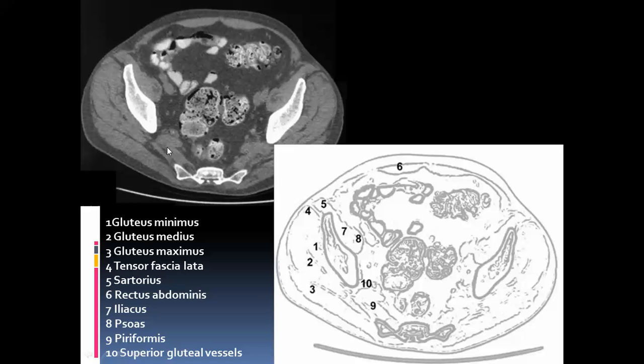Here is CT for the region of the pelvis, promontory, mottling within the sigmoid, small intestinal loops, the iliopsoas muscle, the rectus muscle, minimus, medius, and maximus glutei, as well as the vessels here and there.